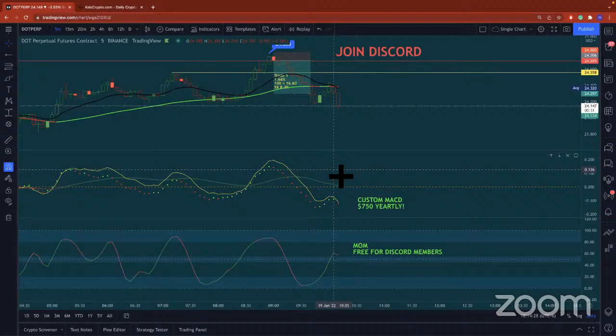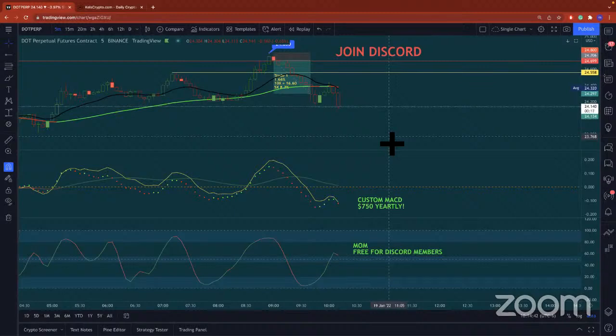That's why divergences are so powerful, especially regular divergences, because the oscillator will tell you the price going up is false. That's a false breakout. We're heading back down because of the divergences.